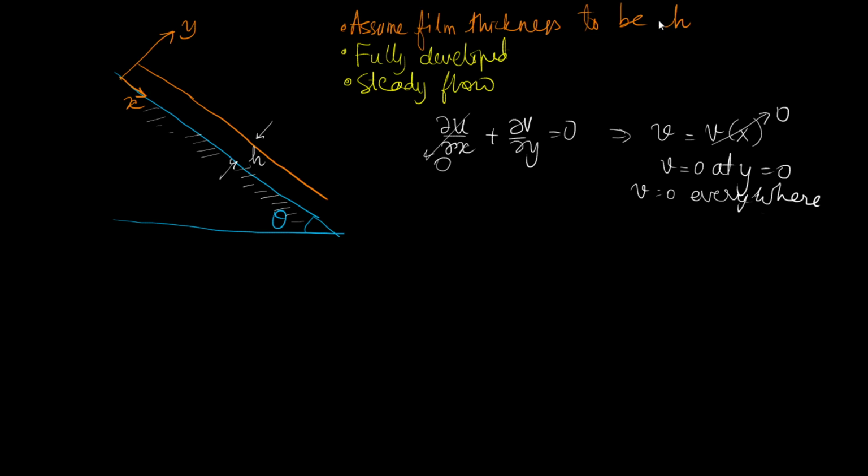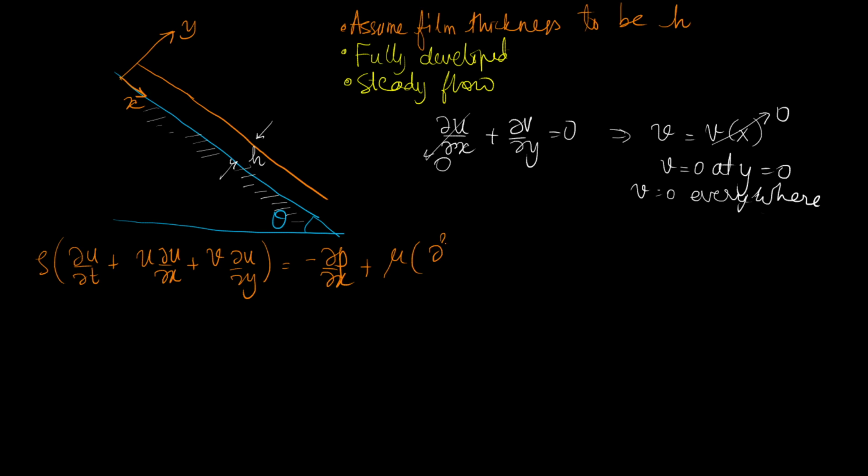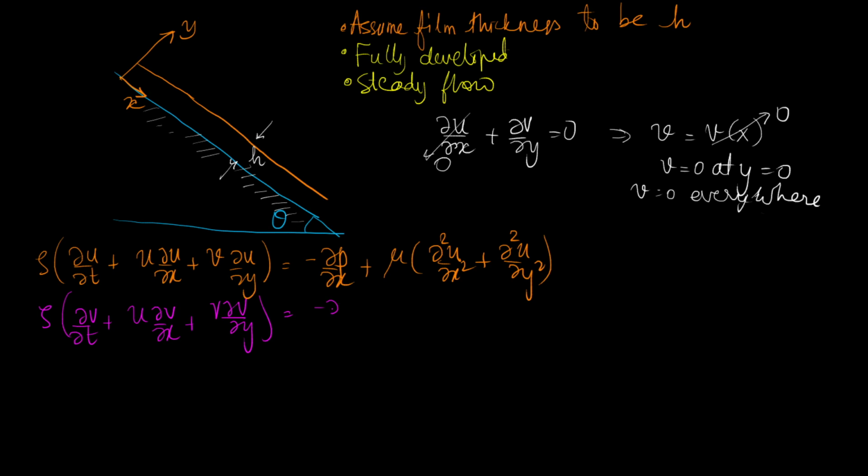So let us write down the two momentum equations. So rho times del u del t plus u del u del x plus v del u del y is equal to minus del p del x plus mu times del 2u del x2 plus del 2u del y2. Next we can write rho times del v del t plus u del v del x plus v del v del y is equal to minus del p del y plus mu times del 2v del x2 plus del 2v del y2.